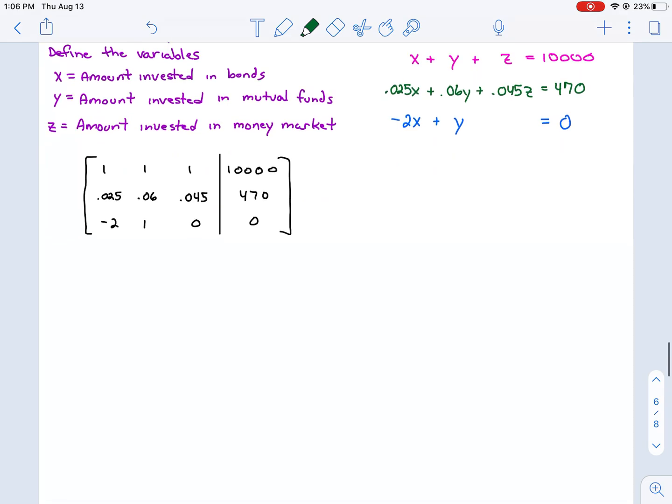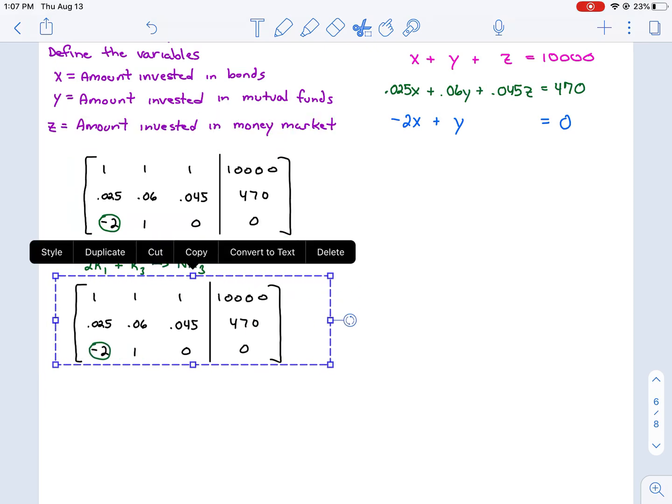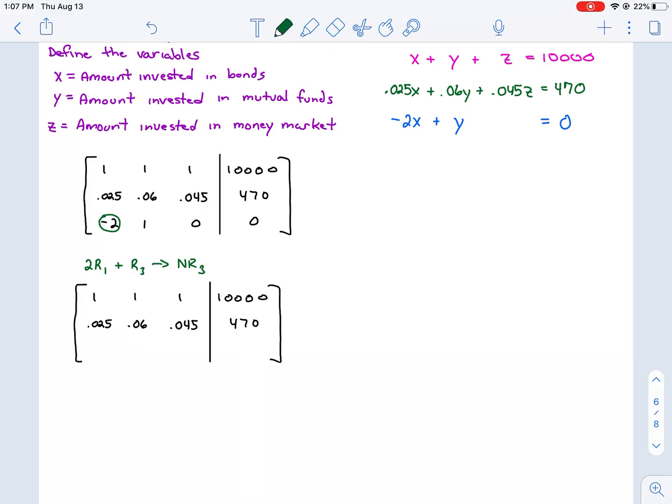Okay, so here we go. We want to make this entry a 0. And I can do that by going 2 times the first row plus the third row. And that will give us a new row 3. So the only row that's going to change in this case is the third row. Two times 1 plus 1 times -2 is 0. And I'm going to go through each one of these again. So 2 times 1 is 2, plus 1 times 1 is 3. 2 times 1 is 2, plus 1 times 0 is 2. And 2 times 10,000 is 20,000, plus 1 times 0 is still 20,000.